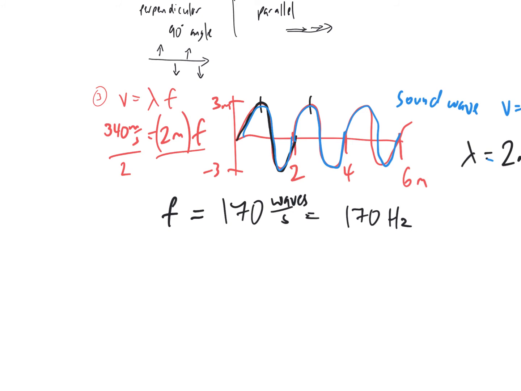So step number 1 is reading the graph, figuring out the wavelength that's shown on the graph. Step number 2 is plugging in and using our v equals wavelength times frequency equation and solving from there. Let's try another one.